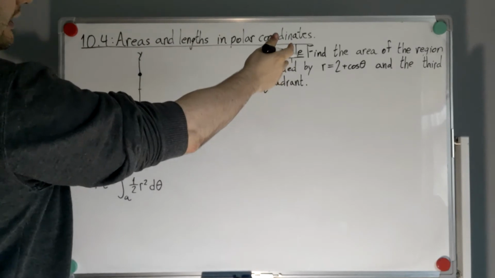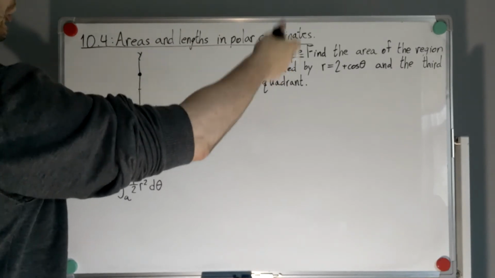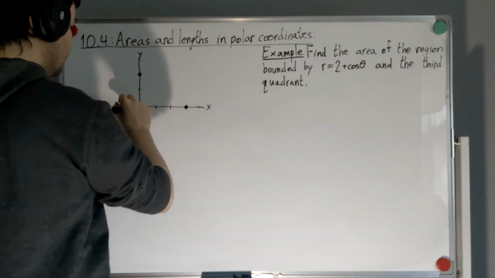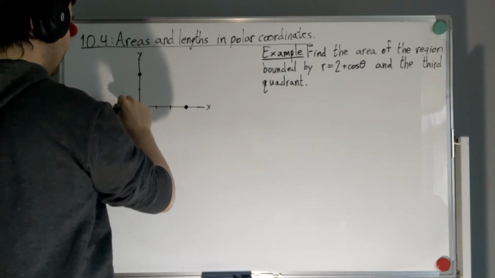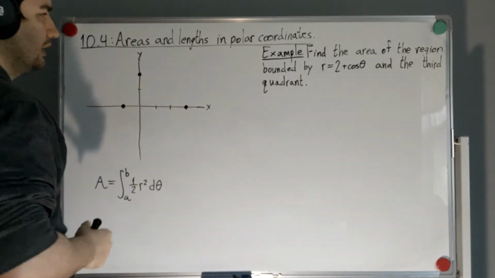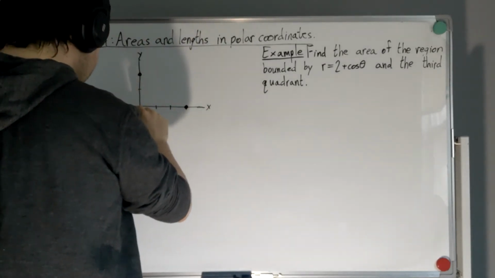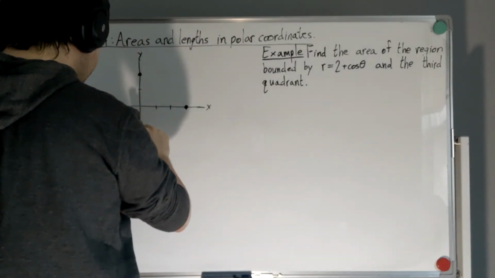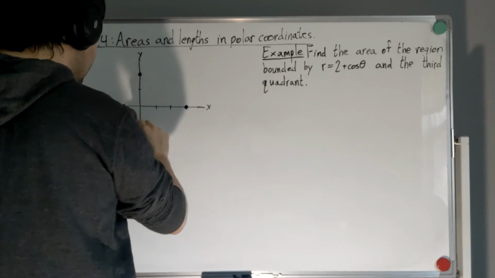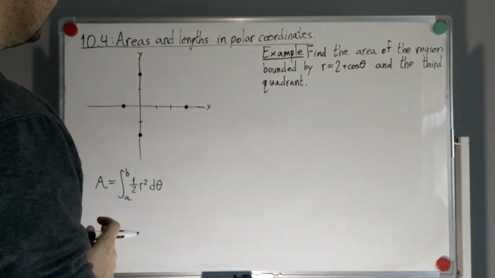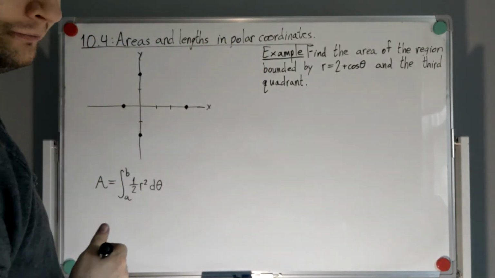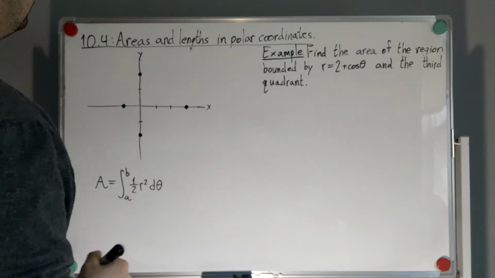When theta is pi, this is 2 minus 1. So then we're talking about a distance from the origin of 1. When theta is 3 pi over 2, again, we get a distance of 2. And then when theta is 2 pi, we wrap around to where we started.